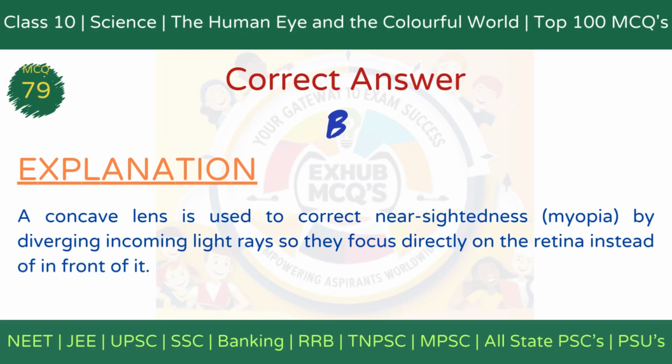The correct answer is option B, concave. Explanation: A concave lens is used to correct nearsightedness, myopia. It diverges light rays so that they focus directly on the retina instead of in front of it.